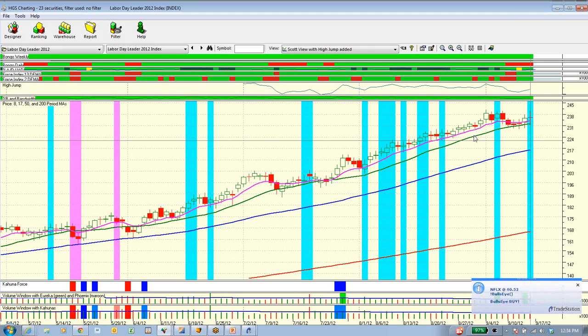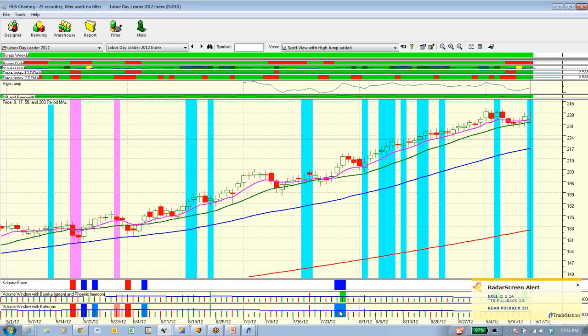Those haven't been here before: 8-day exponential, 17-day simple, 50-day simple, and 200-day simple. The ribbons we'll get to later. These blue painted lines here are pocket pivots up, pocket pivots down, and I'll probably talk about Kahunas, which is a momentum indicator that we use within HGSI.